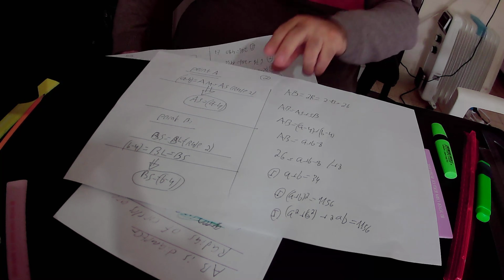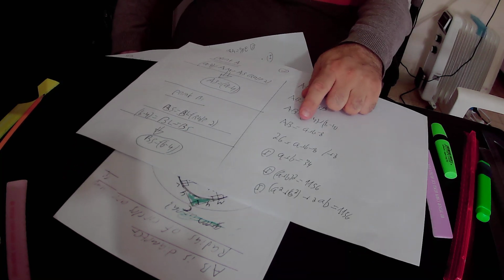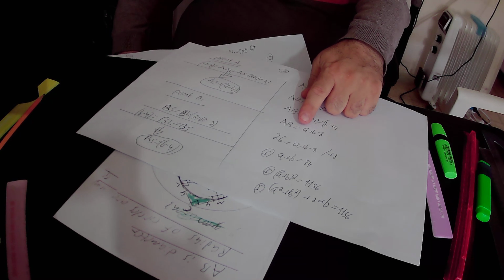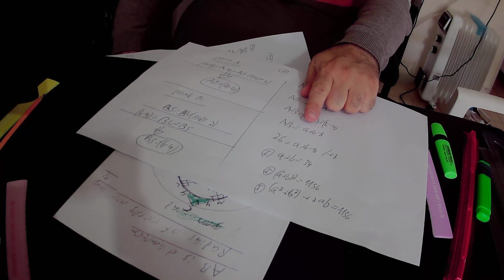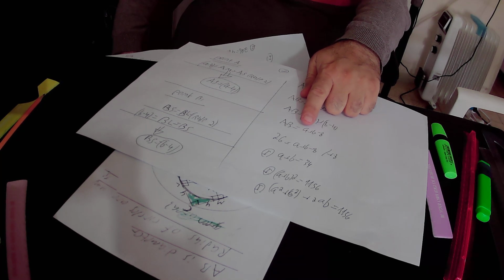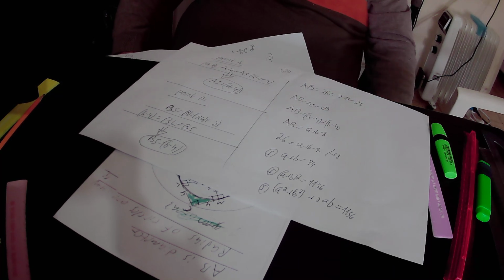Here we know that the diameter is twice as long as the radius, and the radius is 13. Therefore, the diameter will be equal to 26. So the diameter of 26 equals a plus b minus 8. We added 8 to this equation and found out that a plus b equals 26 plus 8, that is 34. So a plus b equals 34 units.